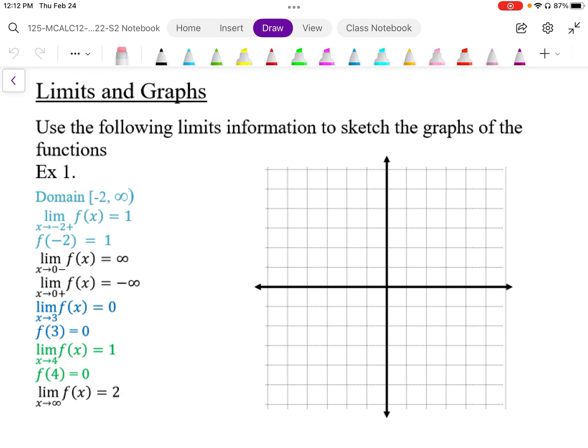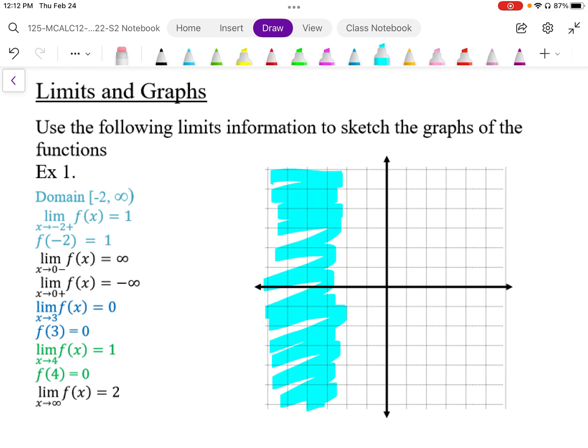For example one, we're basically doing something we're going to call a graph puzzle. So we're given information about a graph and we need to figure out what it looks like. So the first part of this tells us that the domain is from -2 inclusive to infinity. So right away we can say that from -2 to the left, we can just get rid of all this part of the graph. We don't need it anymore.